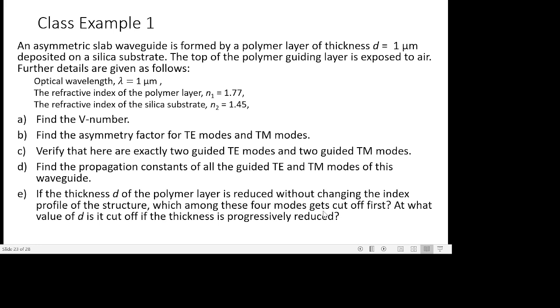Which of these four modes is going to cut off first? If we recall what we have done for the cutoff section of this slide, we know that it will be the substrate that reaches the cutoff first, and it will be the TM mode that reaches the cutoff first. Also, the highest mode number will reach the cutoff first. Let's take a look.